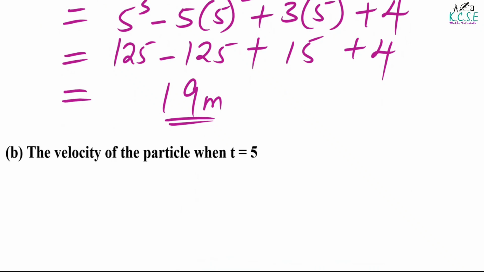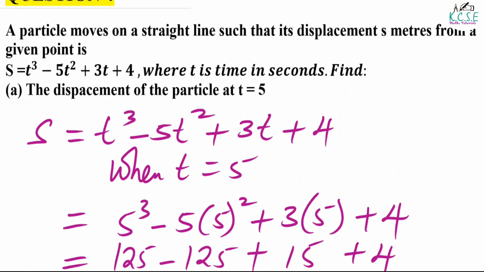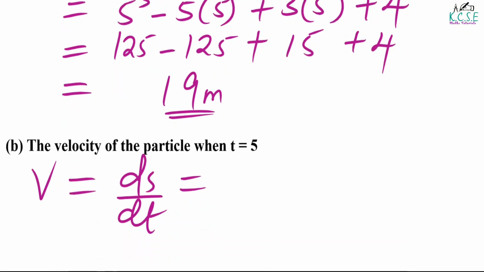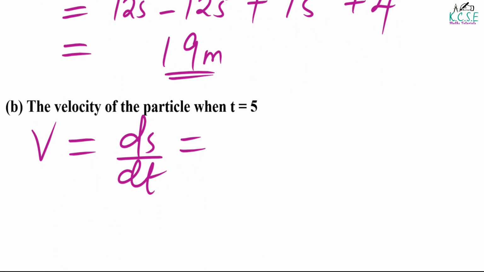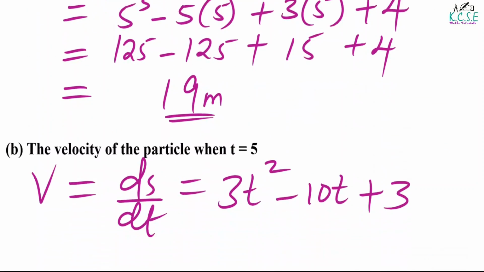Now the second part of the question is the velocity of the particle when t equals 5. Velocity is obtained by differentiating displacement with respect to t. So we take this expression for displacement s, we differentiate it, and it gives the expression for velocity. When we differentiate that, it gives 3t squared minus 10t plus 3. So that is how you get it.